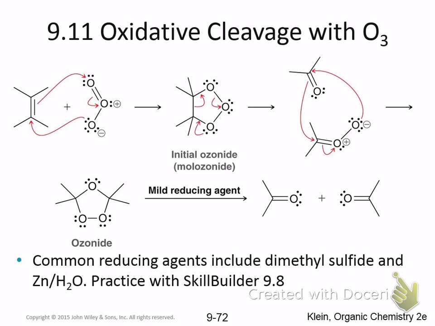Again, this is a mechanism for it. It's kind of the same mechanism that we looked at before for bromination, except in this case, when you did bromination or oxymercuration, the bromine or the mercury were both the electrophile and the nucleophile. They're electrophiles because they had good leaving groups. They're nucleophiles because they have electrons on them. So this oxygen is the electrophile. And this one is the nucleophile.